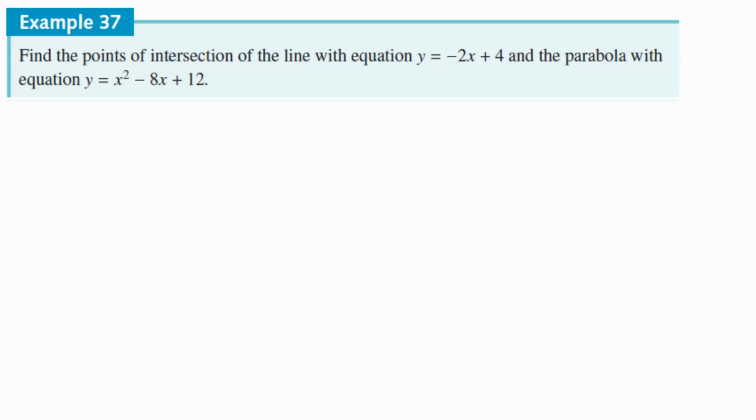You've got a straight line, so to find the points of intersection, you've got a straight line and you've got a parabola, which is a quadratic equation: x squared minus 8x plus 12.